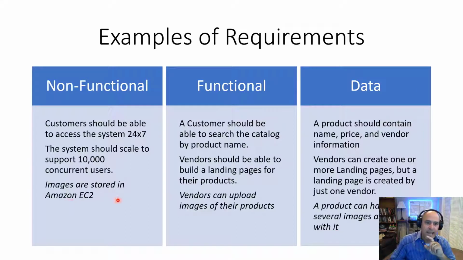So if we look at the italicized ones at the end, right, this is a data requirement. It specifically says a product can have many images. This is a functional requirement because it says a vendor can upload several images. And then this is a non-functional requirement saying that those images are stored in Amazon. So that's the difference between a non-functional, functional data requirement.